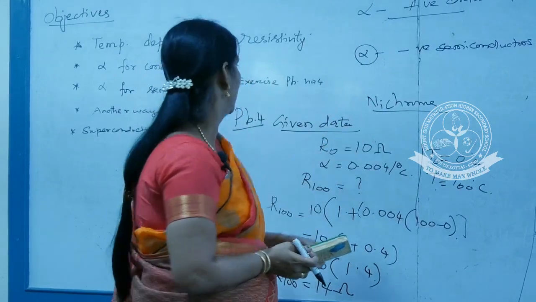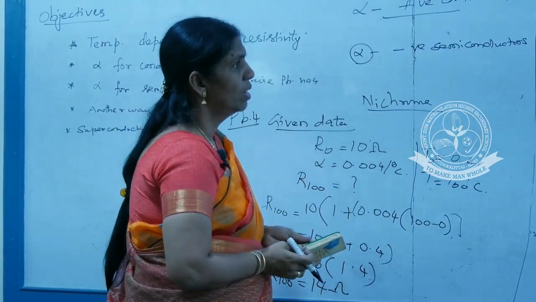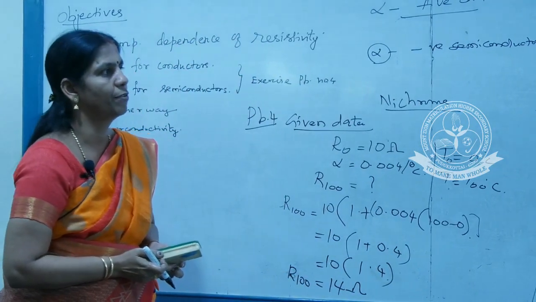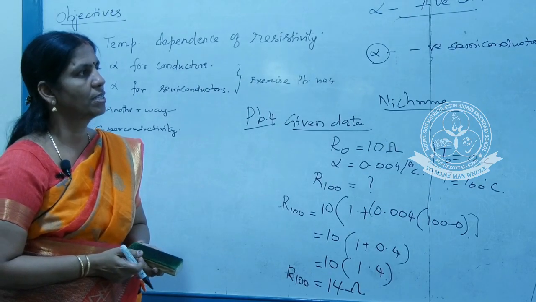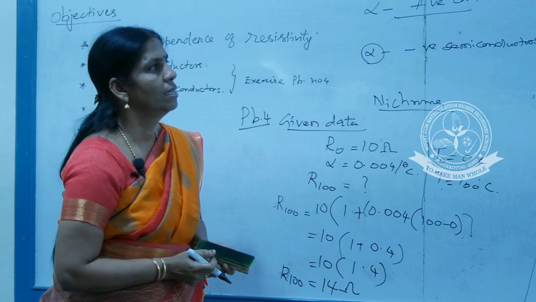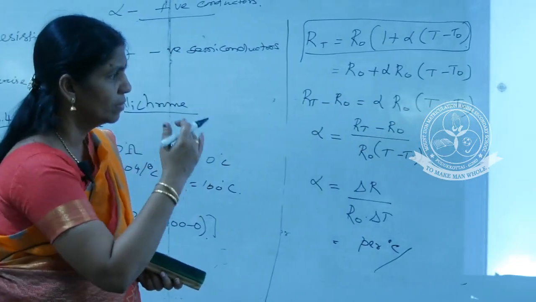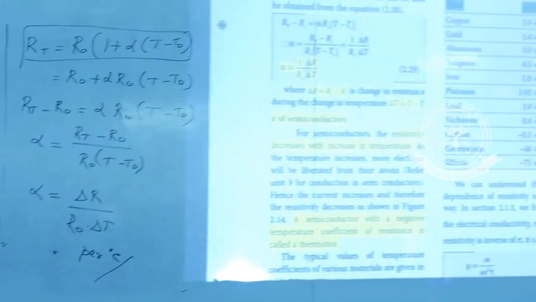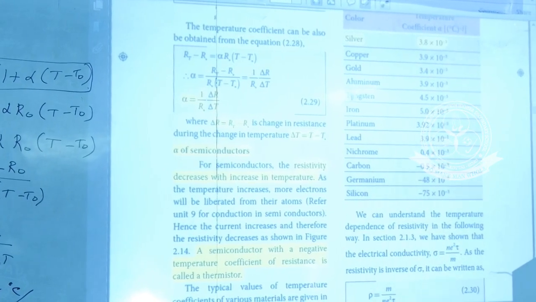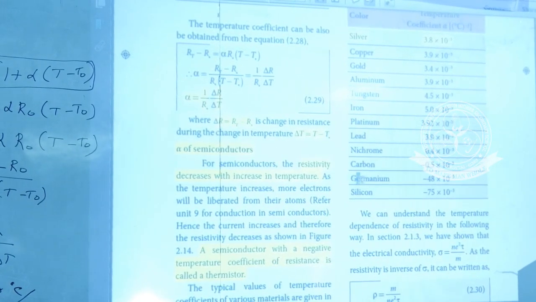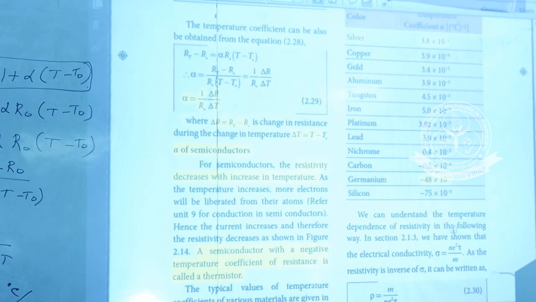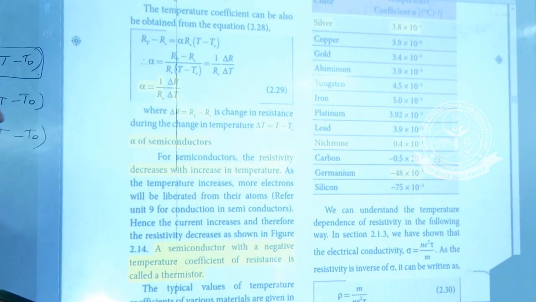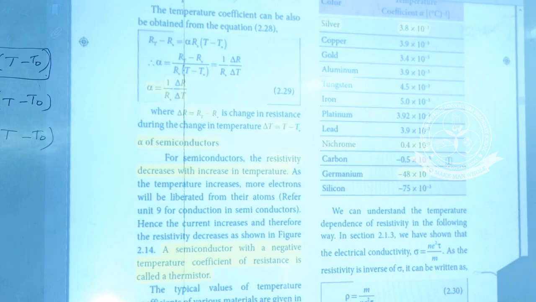You are given a table showing resistivity of various materials, right from all metals, alloys and semiconductors. You see, when you take these metals, they have different temperature coefficient. Metals, they have temperature coefficient alpha. Just observe for nichrome, you see it is 0.4 into 10 power minus 3.